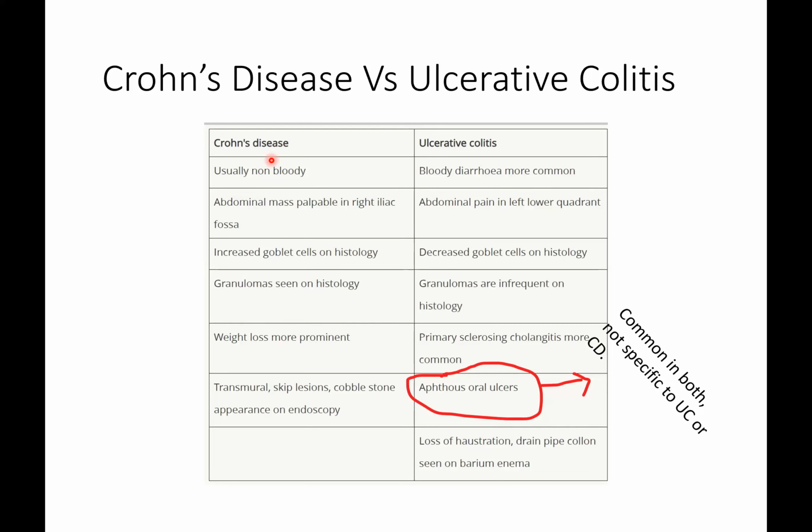To make it easier to memorize, you can treat Crohn as a person called Crohn. You can say that Crohn is clean. So Crohn doesn't have blood, he's clean. And he's always right. So usually when there's a mass on the right side in a scenario that involves an IBD patient, you're also going to think about Crohn's disease.